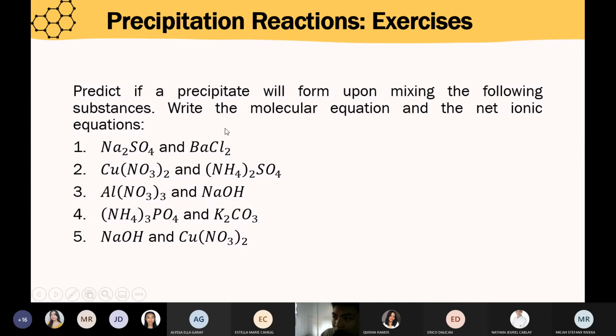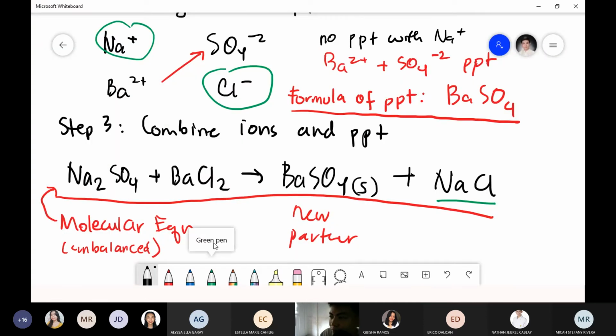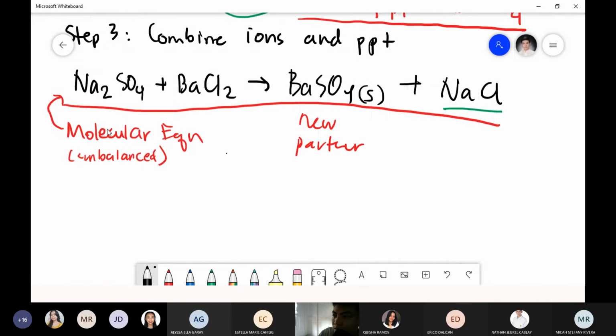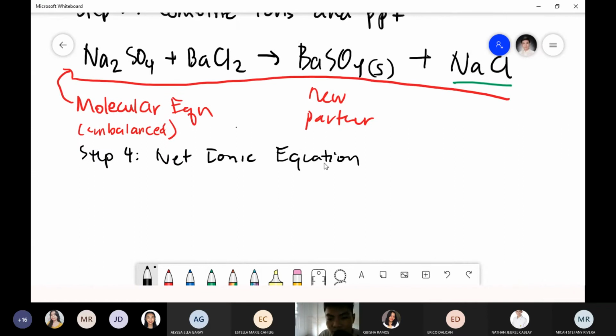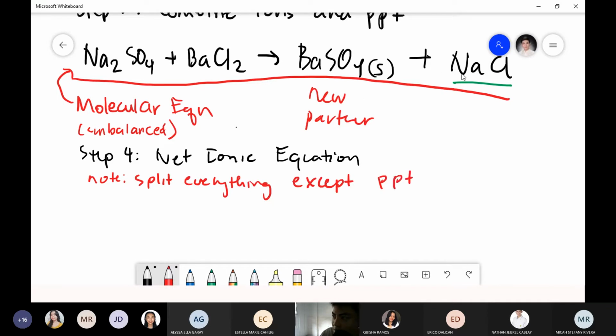And lastly, ano pa yung hinihingi? Hinihingi net ionic equation. So, how will you do the net ionic equation? Step 4. Ang dami nangyayari guys, no? Okay lang yan. Ganito talaga yan. This is the simplest way of doing this now, net ionic equation. Note ko dito, split lahat, split everything except the precipitate. So you split this, split this, but not this.